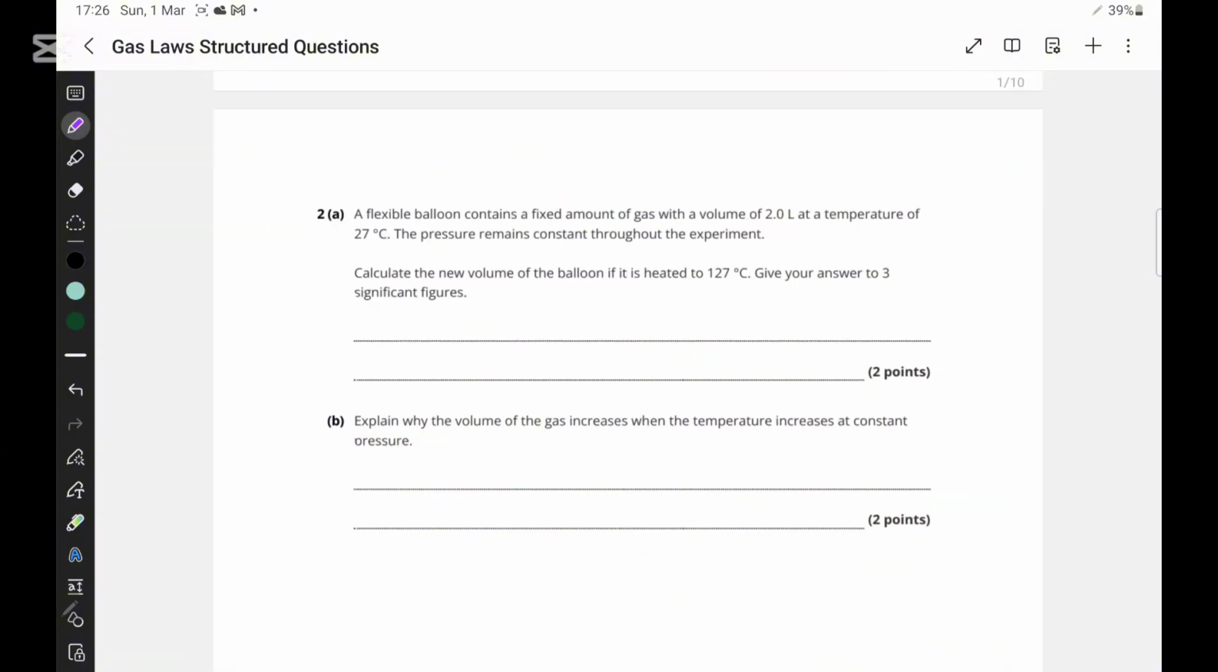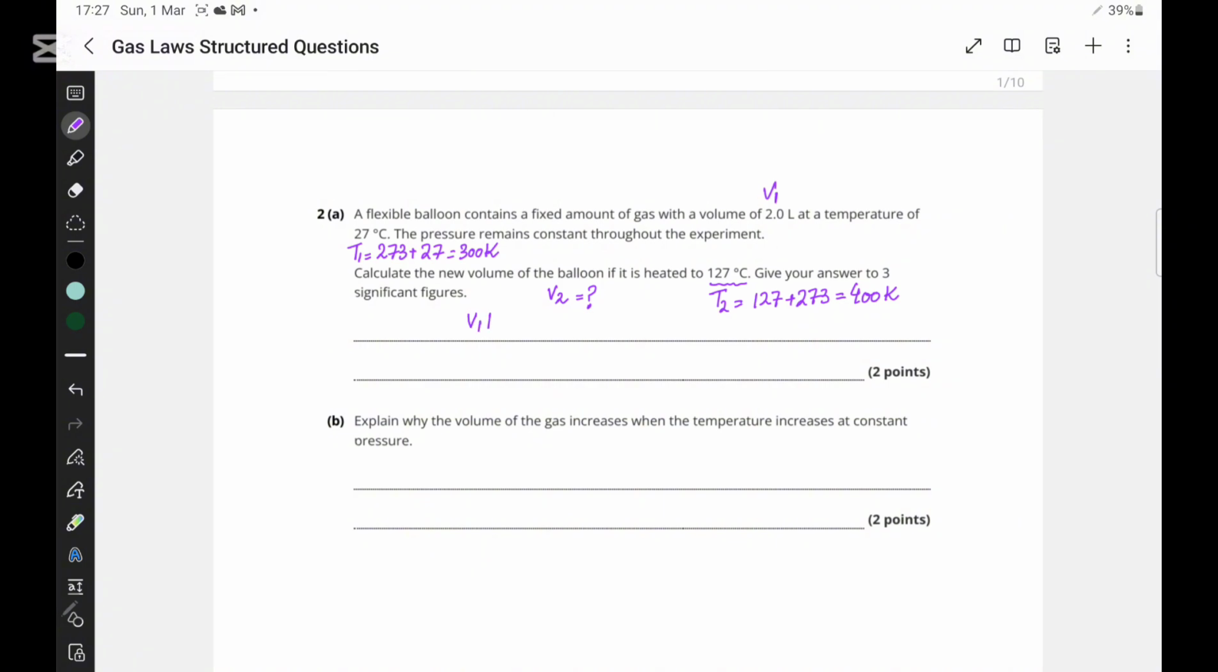In this question they are saying a flexible balloon contains a fixed amount of gas with a volume 2.0 liter. We can keep it V1 at a temperature of 27 degrees Celsius. We can keep it T1, which is equal to 273 plus 27, that becomes 300 Kelvin. And then we have V2. We need to find out the V2 when it is heated to 127 degrees Celsius. So converting T2, that is 127 plus 273, comes out to be 400 Kelvin.